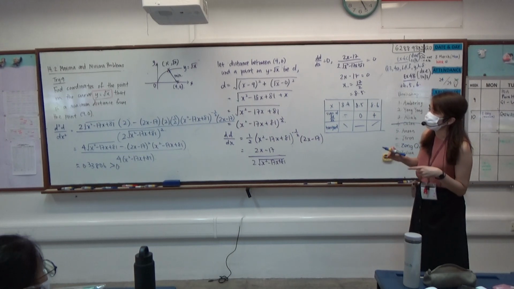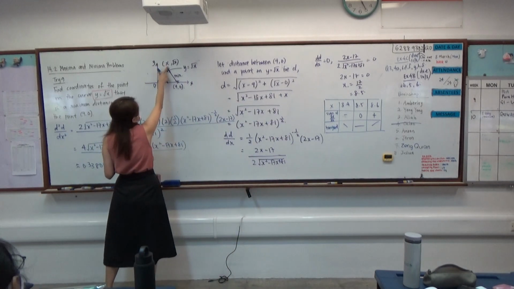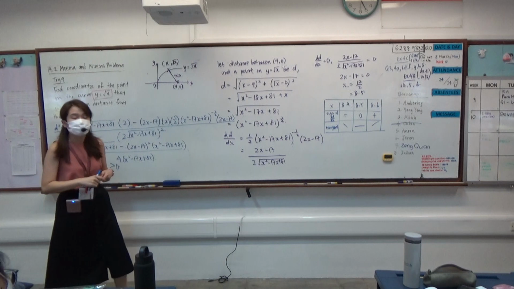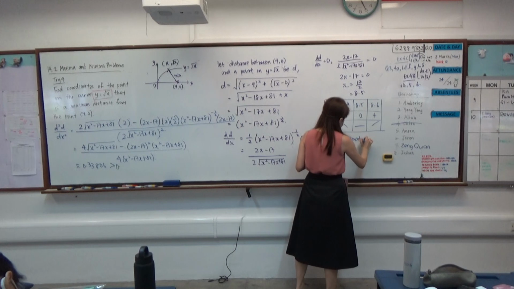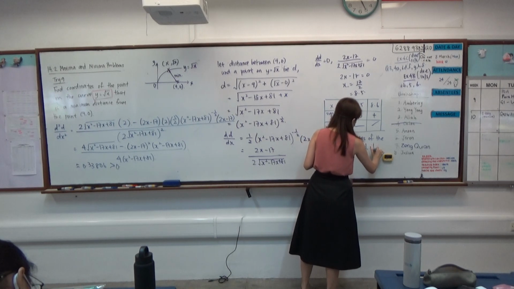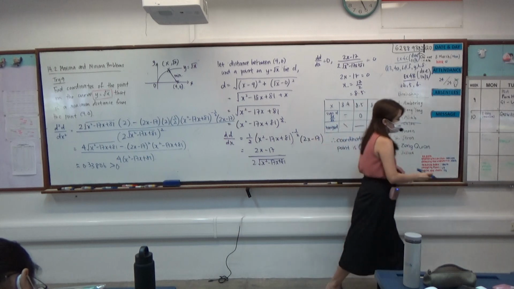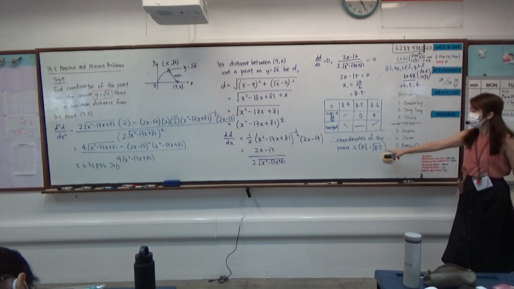But the question wants you to find the coordinates of the point. So that means x is 8.5, and your square root x will be square root 8.5. So therefore, the coordinates of the point is 8.5 and square root 8.5. If you want to keep things exact, this should be the answer.